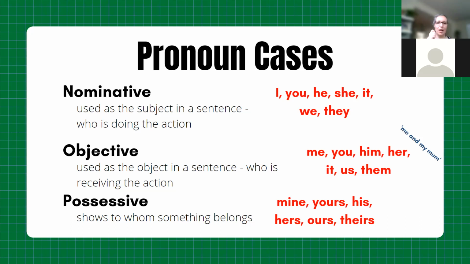And then the possessive case, which shows possession. So if I say something like, this book is mine, mine shows who it belongs to. So it's the possessive case.